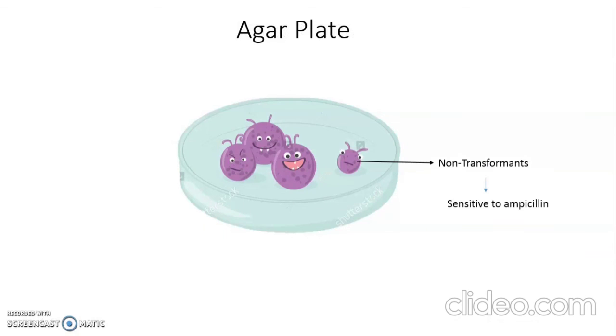Non-transformants are sensitive to ampicillin and cannot survive on an agar plate which contains the antibiotic ampicillin, whereas transformants are resistant to ampicillin and can still survive in an antibiotic medium.